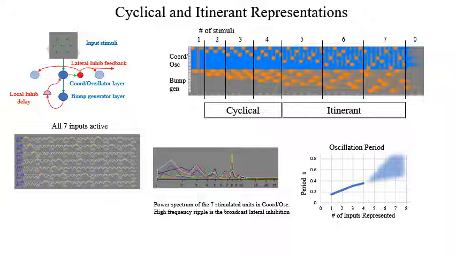The presentation of input stimuli causes the network to oscillate in a way that depends on the number of stimuli. 2, 3, and 4 stimuli are represented by bursts of activity that cycle through the topographically corresponding positions in the layers. 5 and more stimuli are represented in a non-cyclical or itinerant fashion.